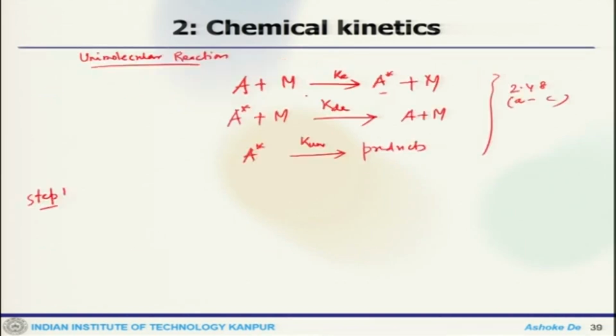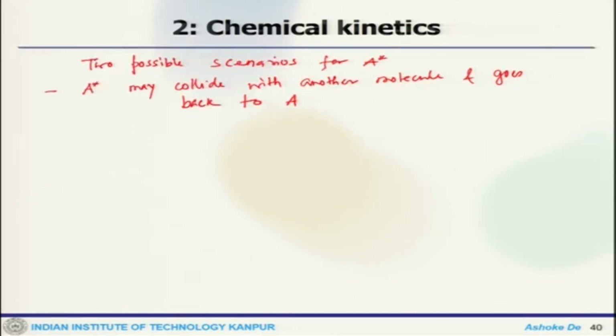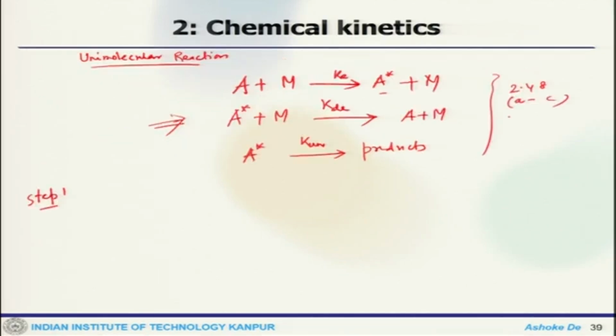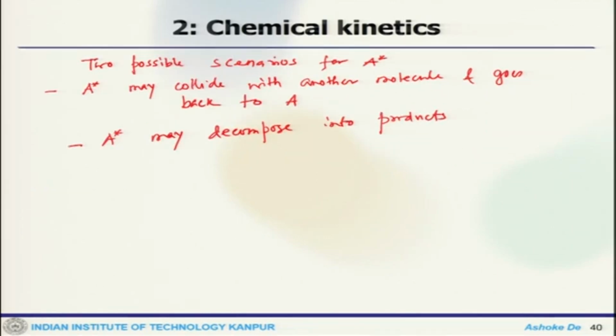Which is actually happening at this step here, where A star is colliding with another molecule and goes back to A. Or what may possibly happen, A star may decompose into products, which is essentially this step, where A star actually decomposed to a product. Now, one can find out the rate at which the products are formed.